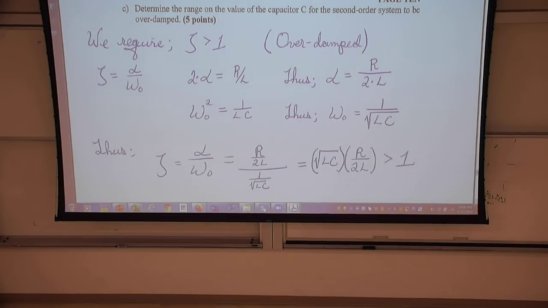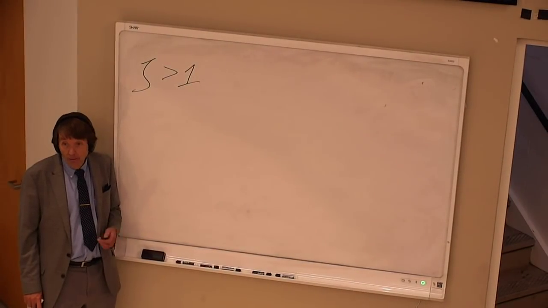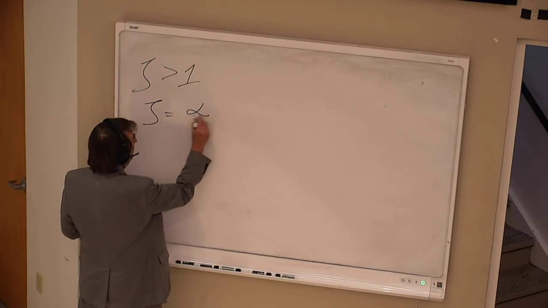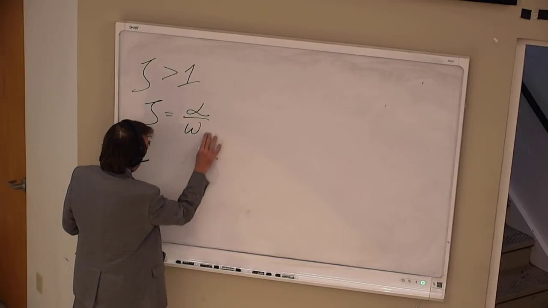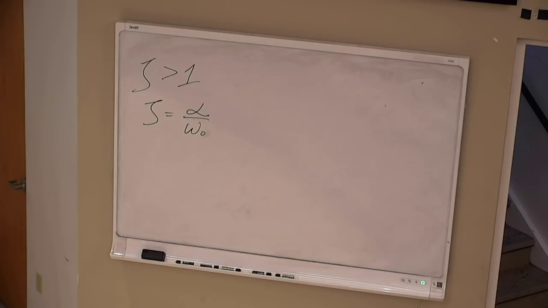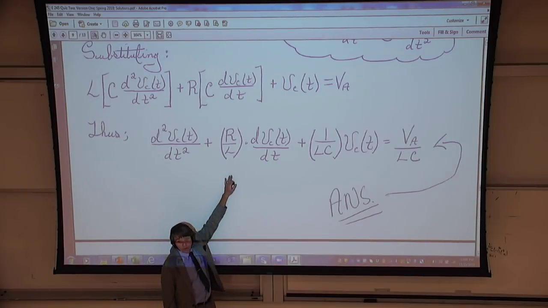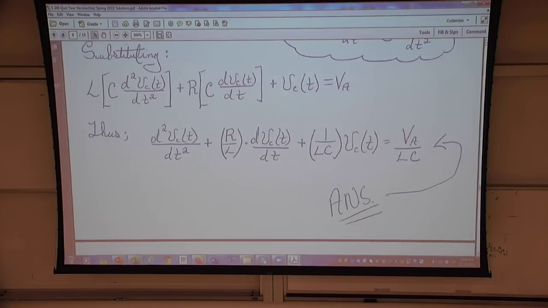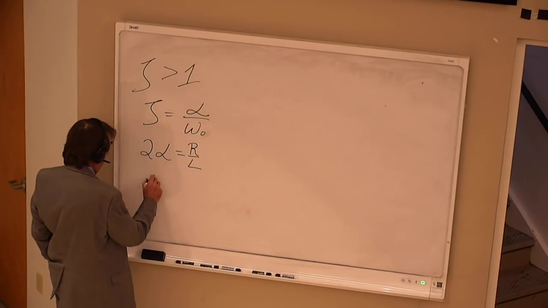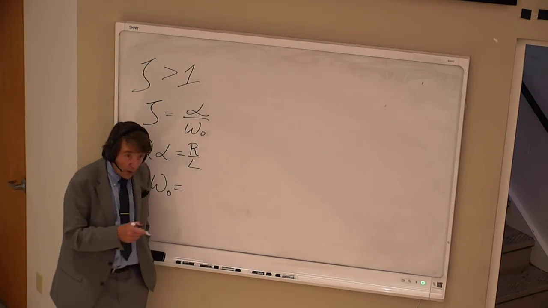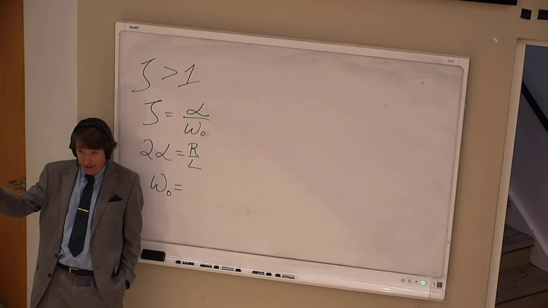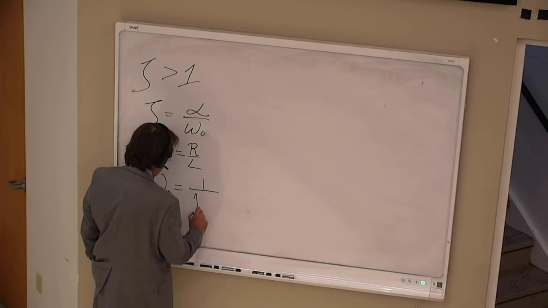Overdamped, zeta is greater than 1. Now, what's zeta? Alpha over omega 0. What's alpha? What's omega 0? If you go to the formula sheet, or back to part A, the term in front of the first derivative is 2 alpha. So 2 alpha equals R over L. Omega sub 0 squared is the term in front of the non-derivative, which is 1 over LC. So omega sub 0 is 1 over the square root of LC.